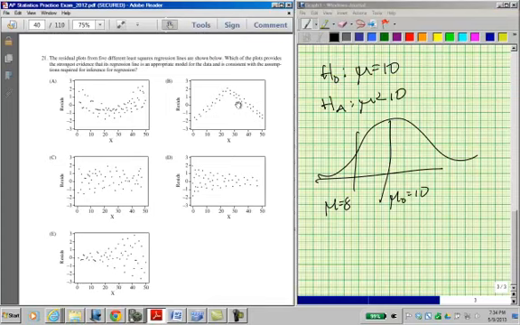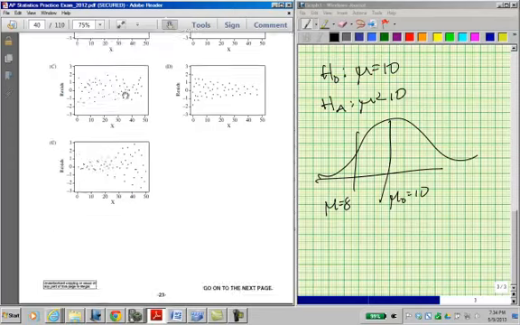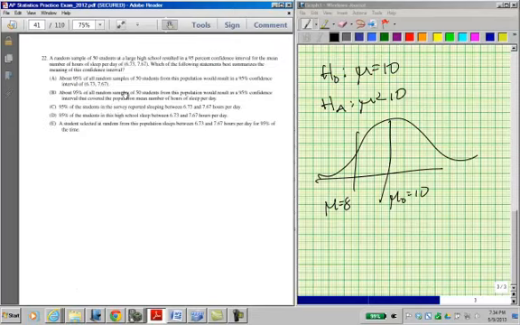All right. Which plot provides the strongest evidence that the regression model is consistent? Well, that can only be C. All right, the first one, all of them are bad. You've got heteroscedasticity here and here. Okay, the only one that looks random is C. All right, probably didn't need to go over that one.